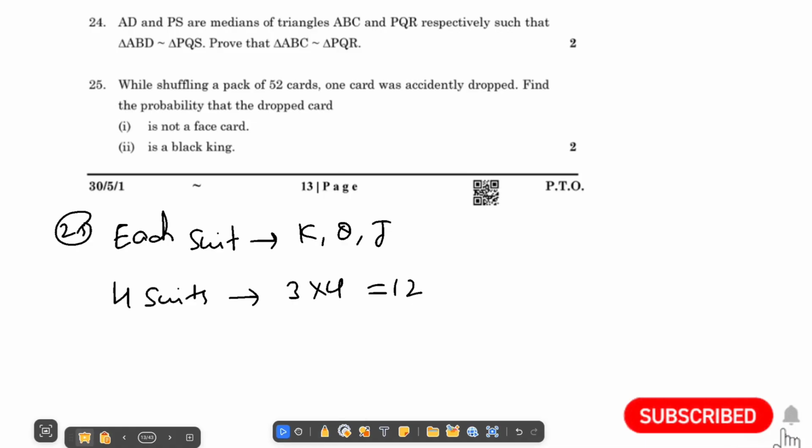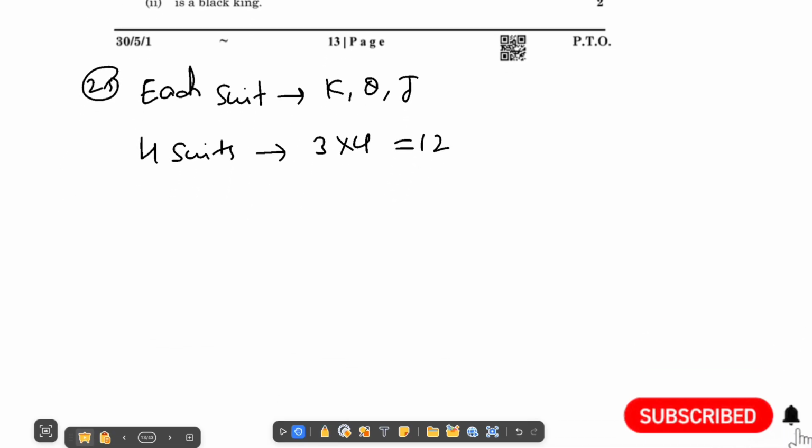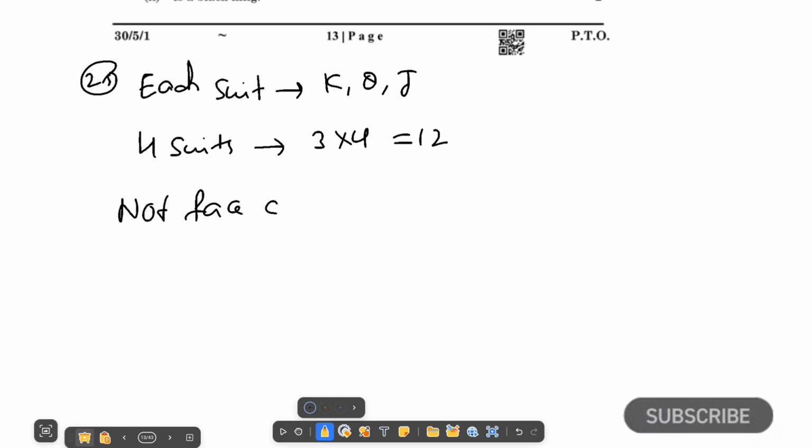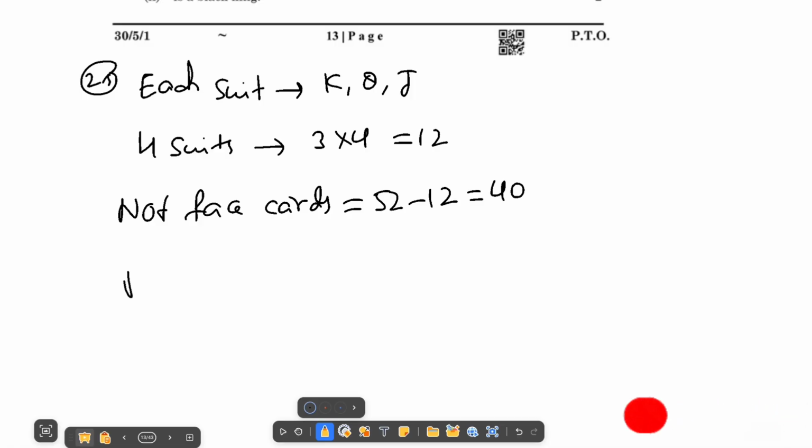Out of 52 cards, 12 are face cards. So how many are not face cards? Not face cards is equal to 52 minus 12, so 40.